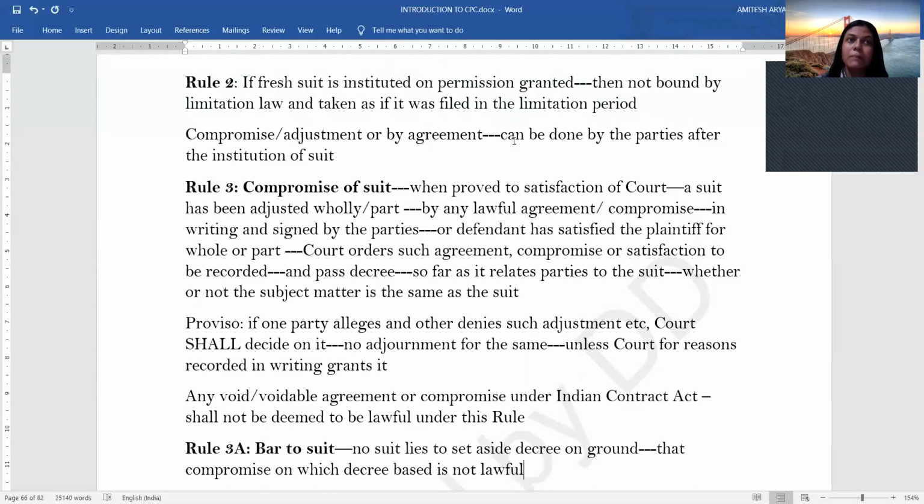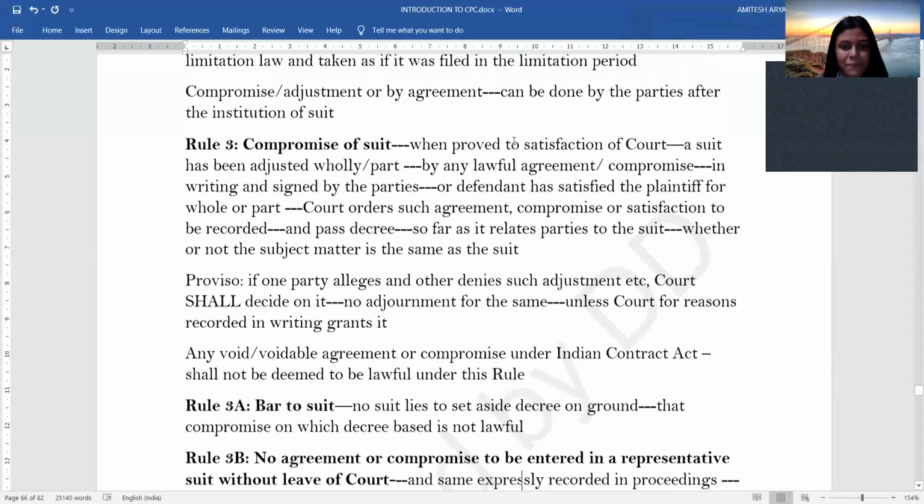However, if one party is alleging that such an agreement had taken place, and another party is denying the same, the court will have to decide on the same, and for deciding on the same, no adjournment is needed unless the court, for recorded reasons, grants such an adjournment. However, just because any kind of an agreement or compromise is being allowed, that does not mean that it will be a void or a voidable agreement.